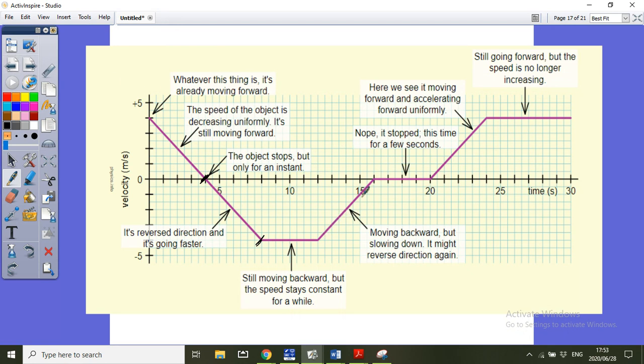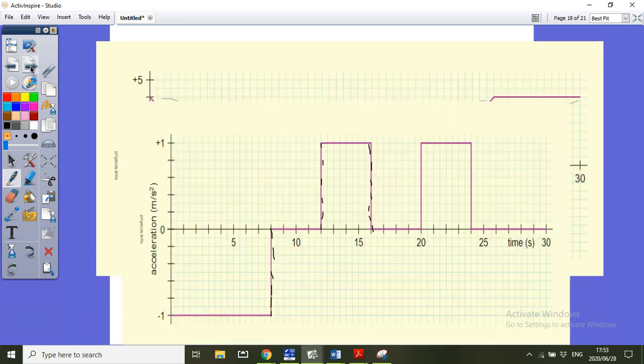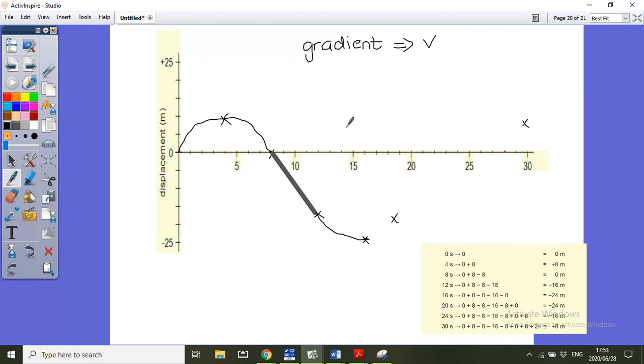Now, as it's 0 there, this time the velocity stays 0. So if the velocity is 0, my gradient must be 0. So that means flat line all the way to 20. And then from 20, it goes from 0 to positive again. So let's go. So here, it's going to go there.